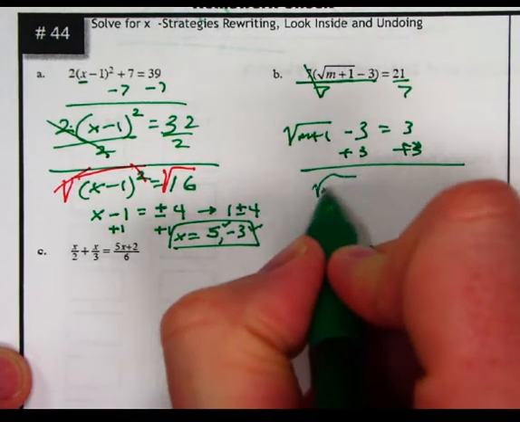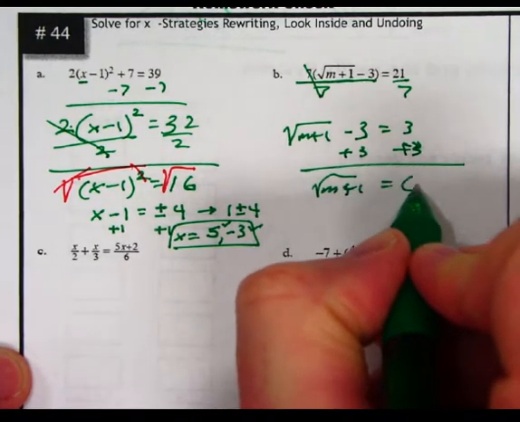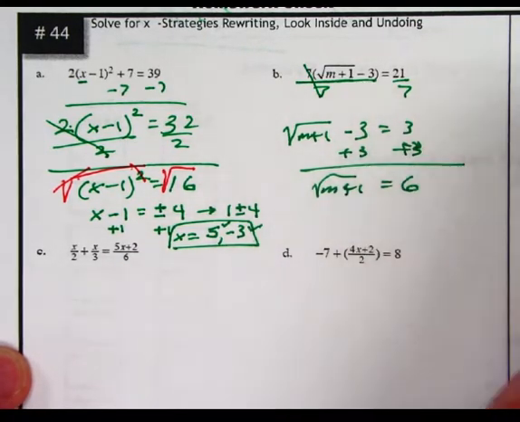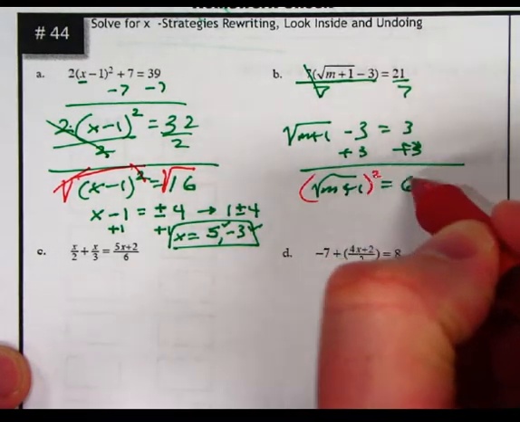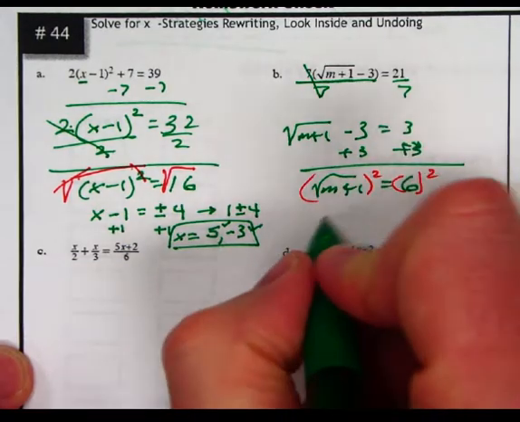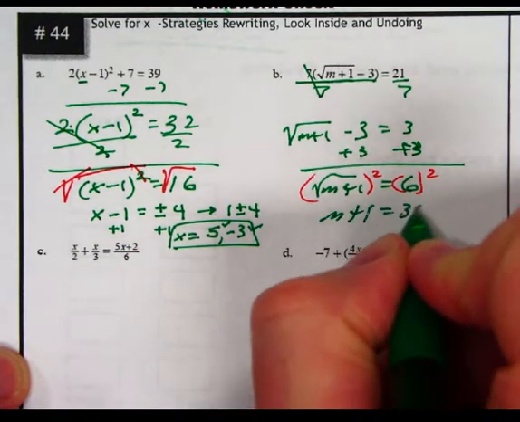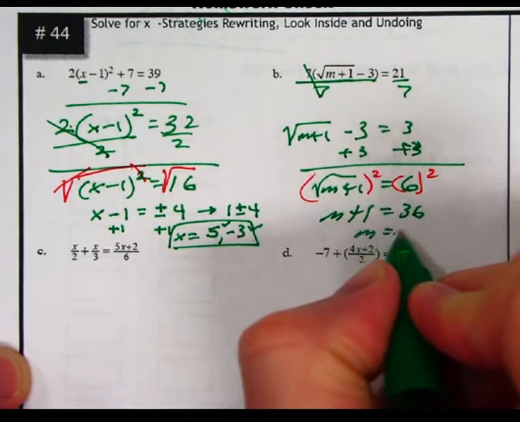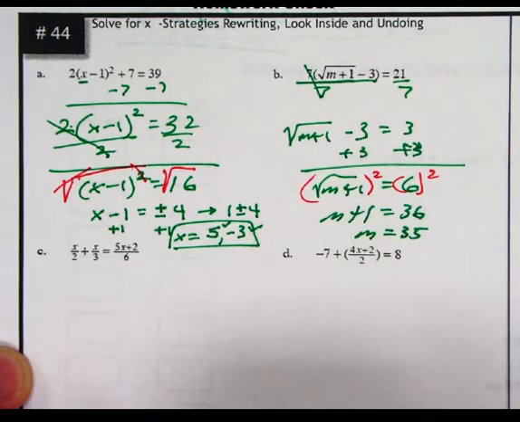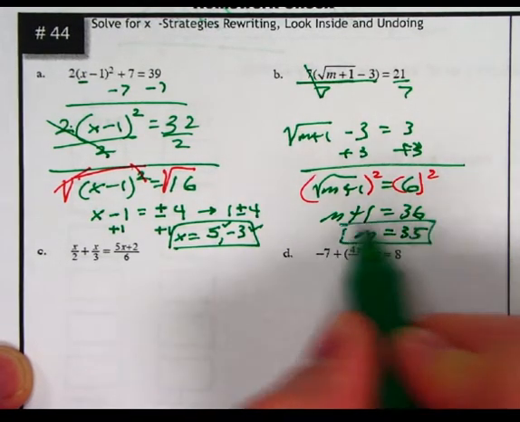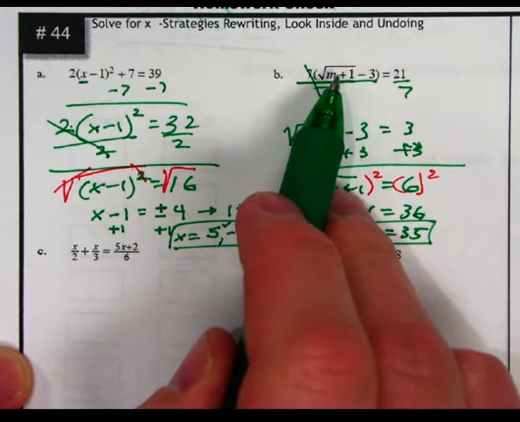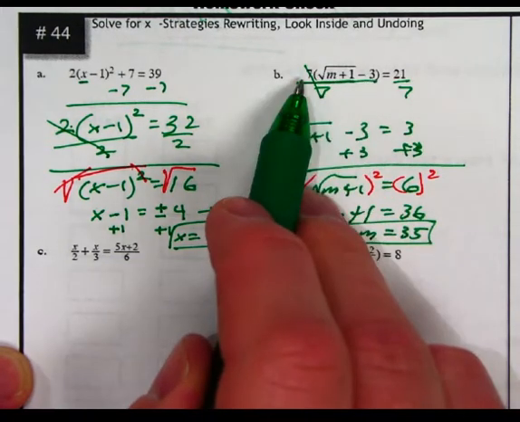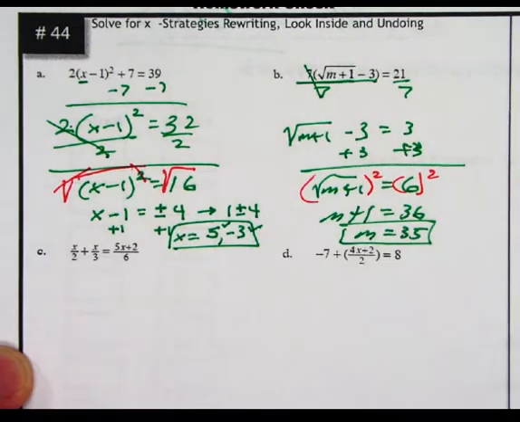And now we have square root of m plus 1 equals 6. And now we're going to square both sides. Because we have a square root, to get rid of it we need to square. So I get m plus 1 equals 36. Subtract 1, m equals 35. Again, you can check that answer. 35 goes in here. 35 plus 1 is 36. Square root of it is 6. 6 minus 3 is 3. 3 times 7 is 21.